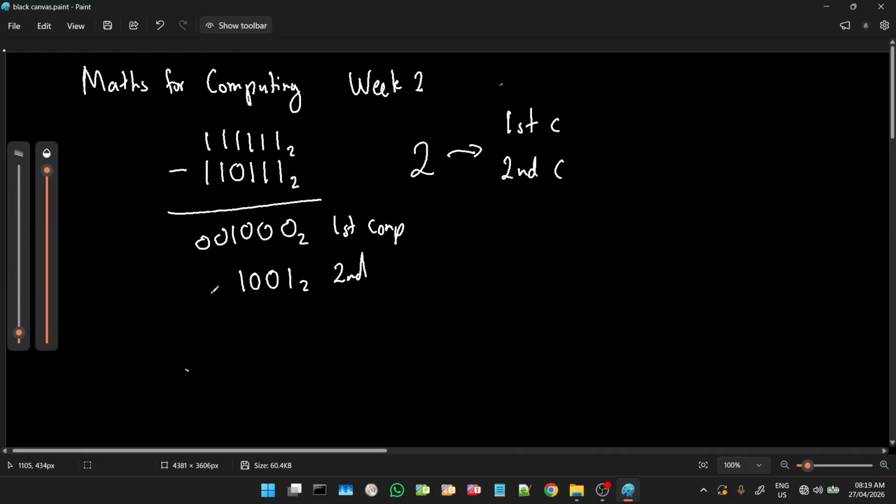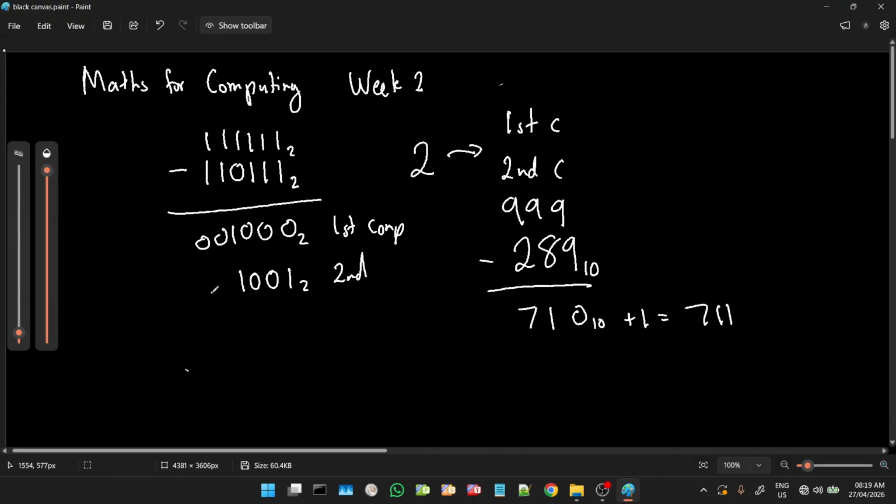Now let us talk about the decimal number. Let's take the number 289. To find its ninth complement, see, it's 10 minus 1 makes a 9. We subtract this from 999. So we can get a 7 1 0. This is its ninth complement. To get its 10th complement, we add a 1. That's going to make it a 7 1 1. This is the 10th complement of the number 289.